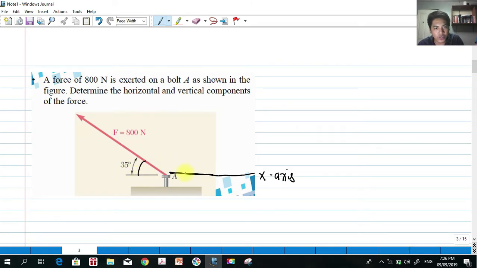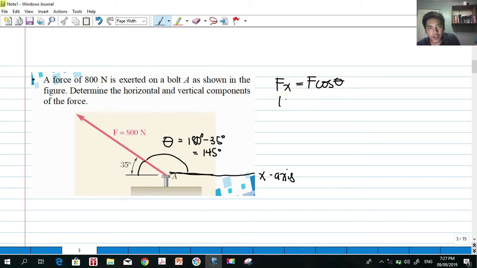So what I'm going to do is find its angle with respect to the positive x-axis, and I call it theta. If this is 35 degrees, and this whole horizontal line is 180, then my angle would be 180 degrees minus 35 degrees, that is 145 degrees. That is the theta I'm going to use to get the f of x and the f of y. This is sine theta.